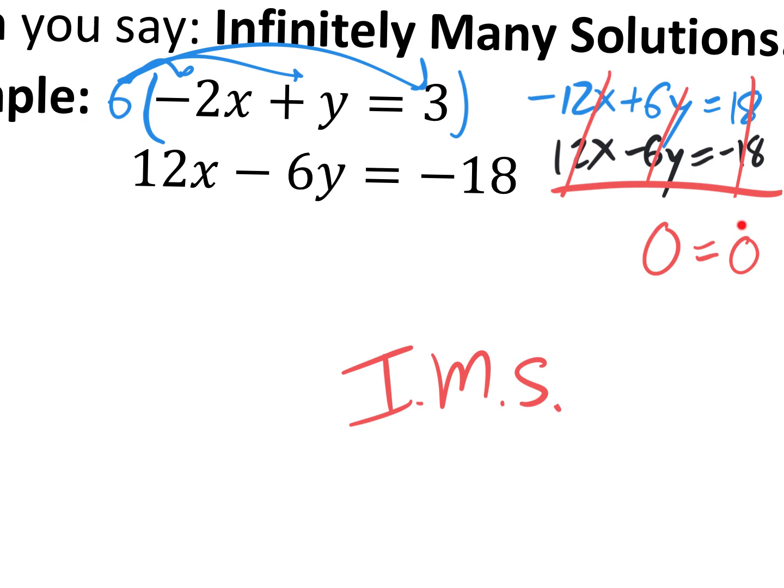Again, if you end up with the x's and y's canceling out, and it's always true, 0 equals 0, you say infinitely many solutions. If x's and y's cancel out and you end up with something impossible, like let's say this was a 10, take away 18, 0 equals negative 8, then you would say no solution. But if it's always true, infinitely many solutions. If it's impossible, no solution.